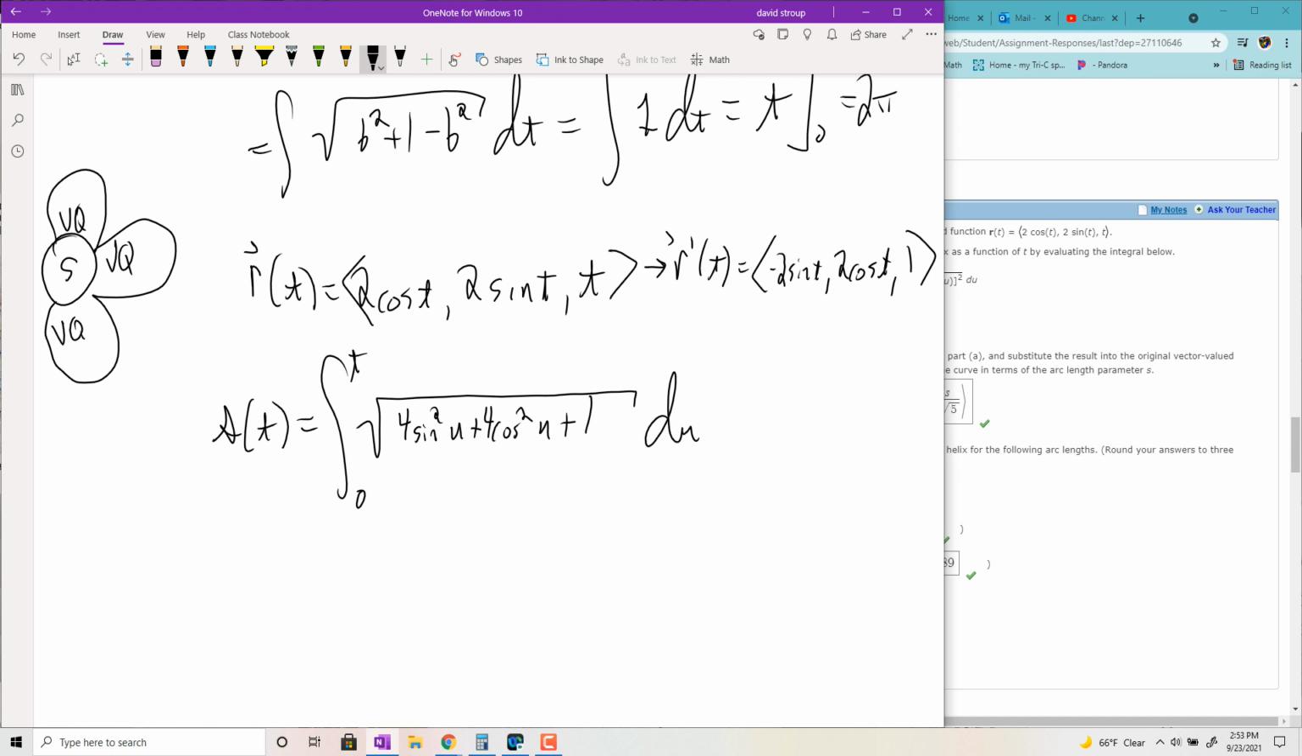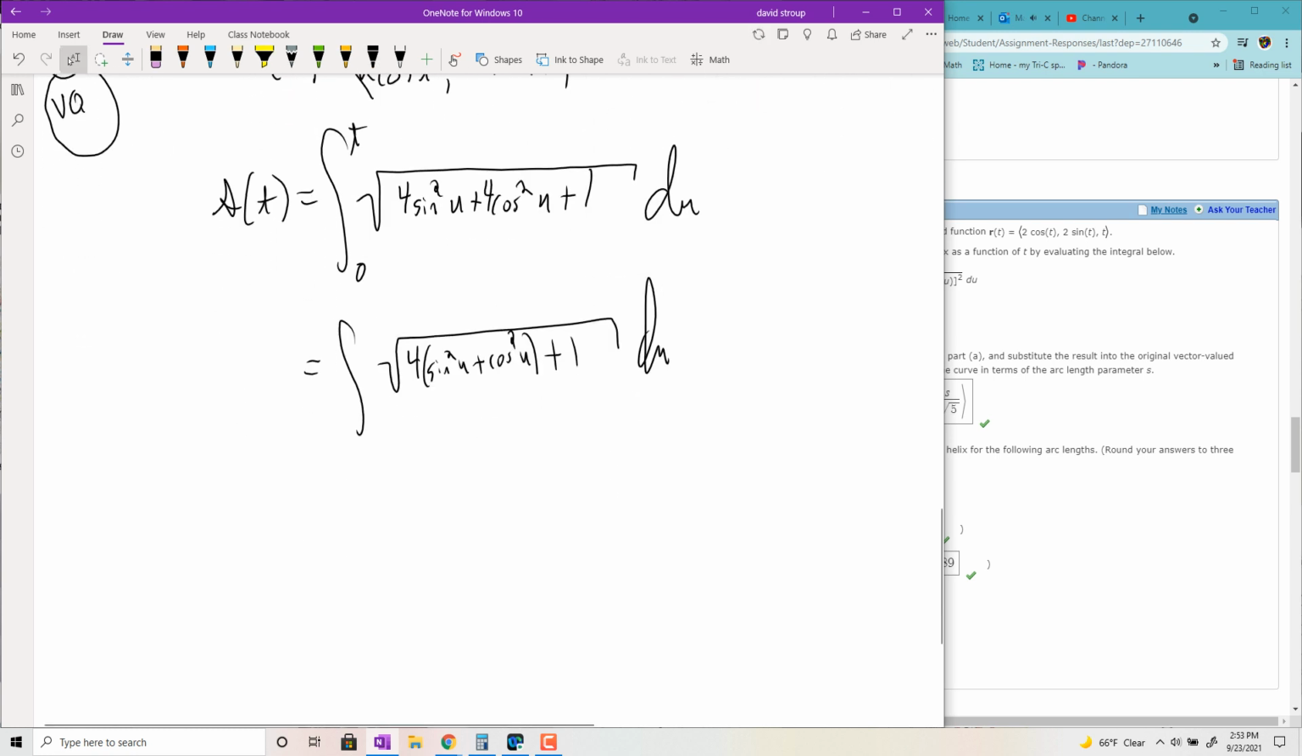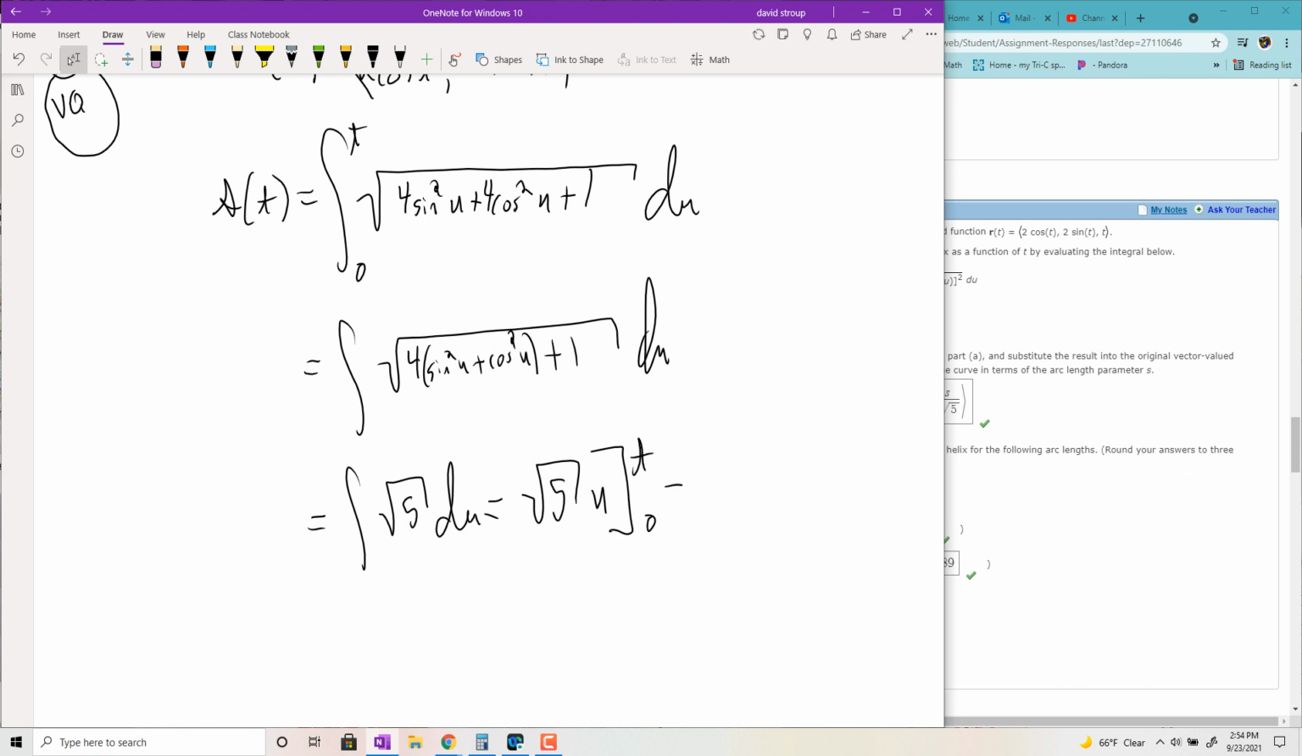And then use your Pythagorean identity to simplify that a bit. So you can factor out the 4, and you just get sine squared u plus cosine squared u plus 1 du. And then sine squared plus cosine squared is just 1. So you just have 4 plus 1 in there, which is 5. Right? So you get square root of 5 du. Integrate that with respect to u, square root of 5 u, evaluate from 0 to t. That will give you square root of 5t.